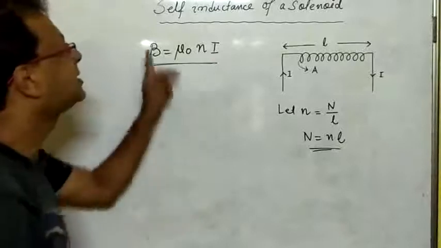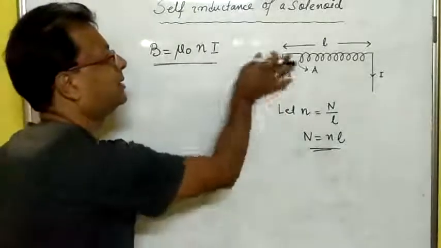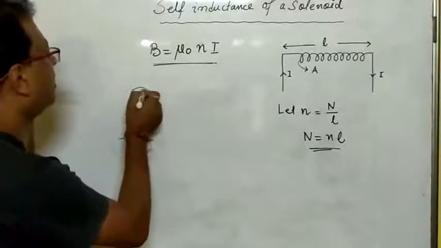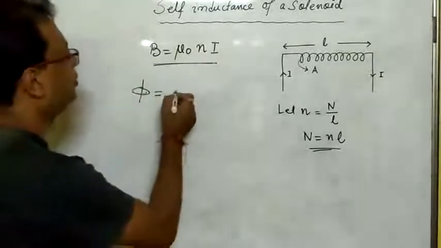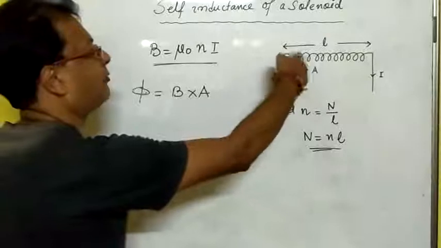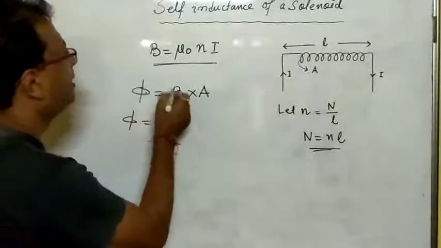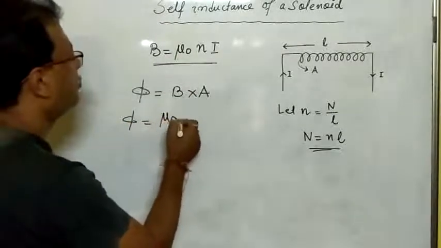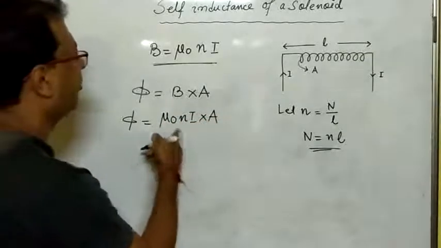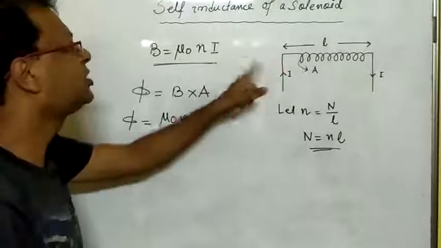Now let us find out the self-inductance of a solenoid. How to find it? When a current passes through the solenoid, flux is linked with it. How much is the flux phi? The flux phi is equal to B into A, where A is the area of cross section of each coil. B is mu naught n I, so phi equals mu naught n I into A. This is the flux linked with each turn of the coil.